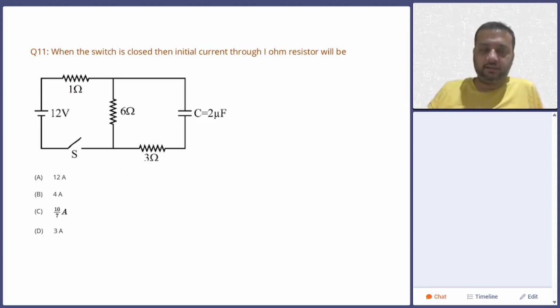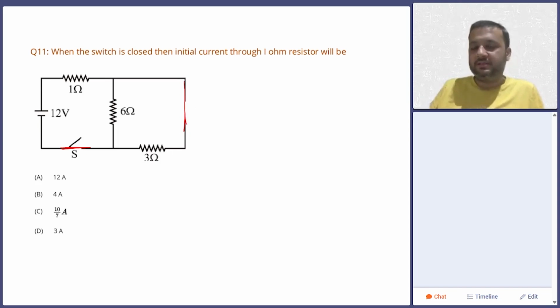So we have to find here the initial current in the 1 ohm resistor when the switch was closed. So see, when the switch is closed, we can clearly say that this capacitor can be shorted, because at the moment of time 0, capacitor behaves like a short circuit. So you can simply replace this by a wire. There's no use of capacitor here.